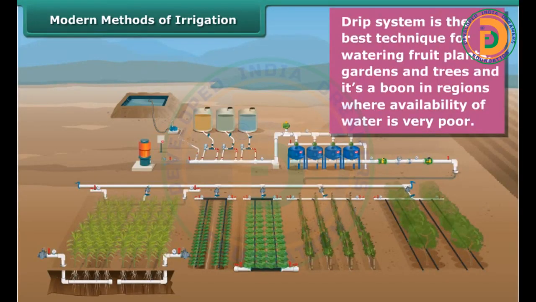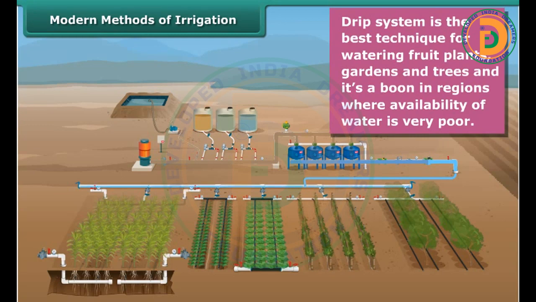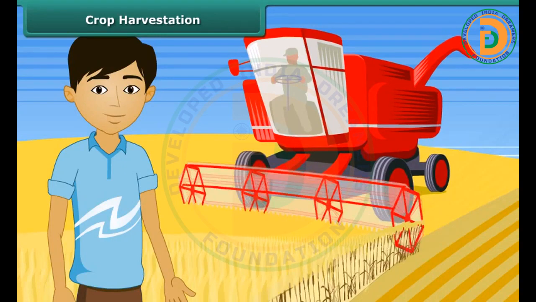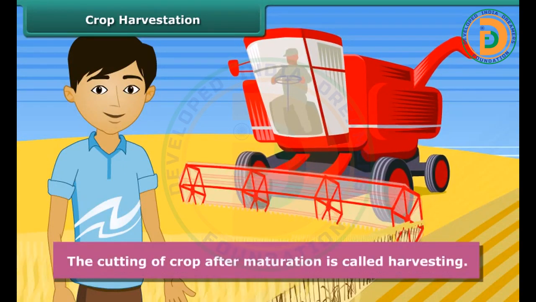In this system, the water falls drop by drop just at the position of the root. It is the best technique for watering fruit plants, gardens, and trees. We can see water is not wasted at all, and hence we can say that it is a boon in regions where availability of water is very poor. Friends, what do you think the farmers do after the crop is mature? Yes, he cuts the crop.